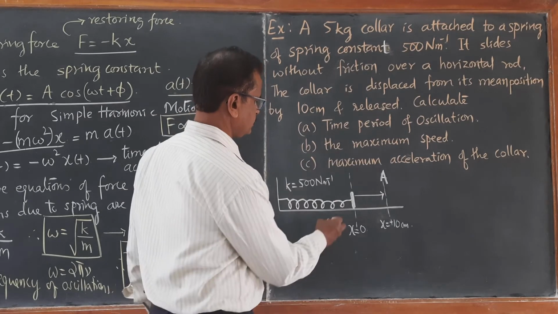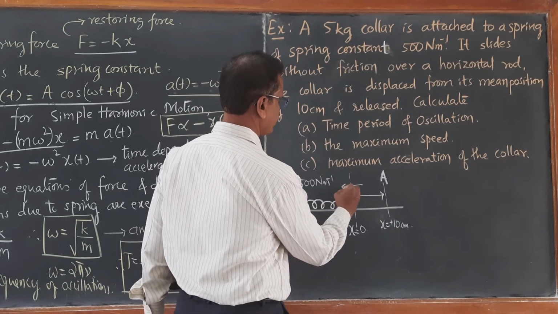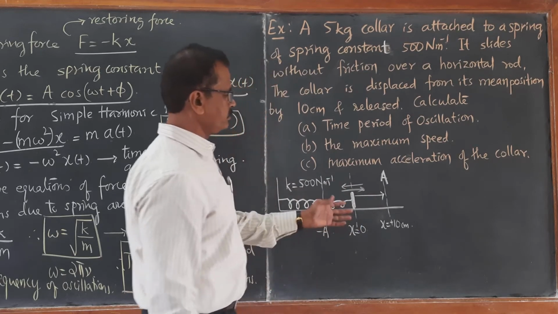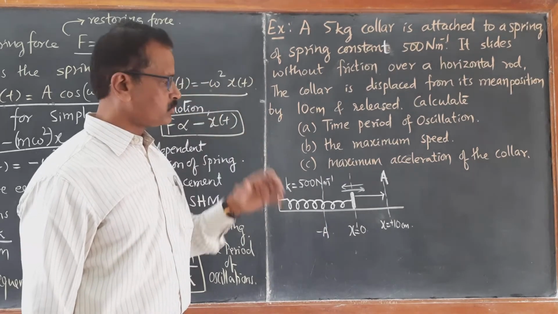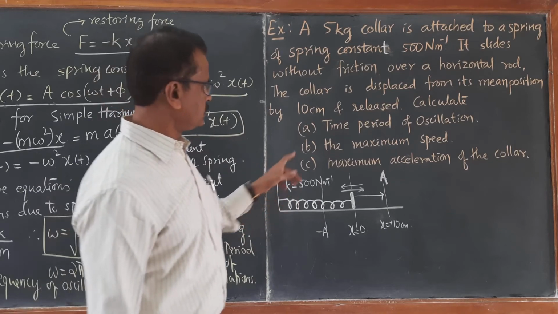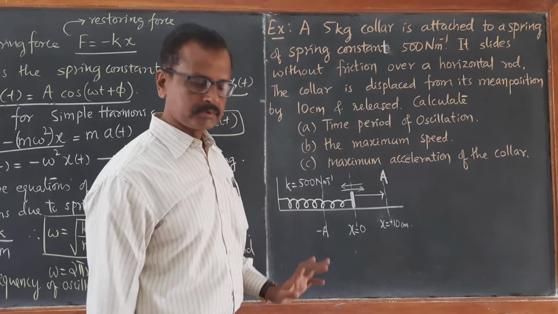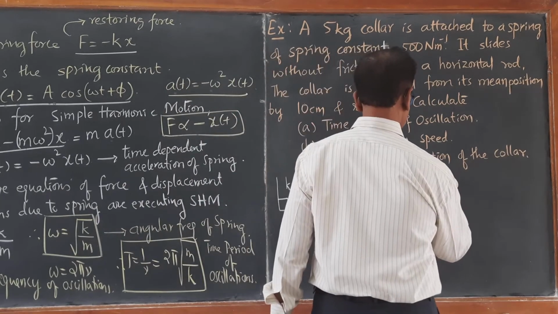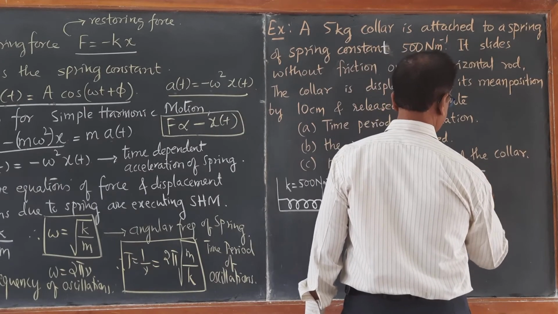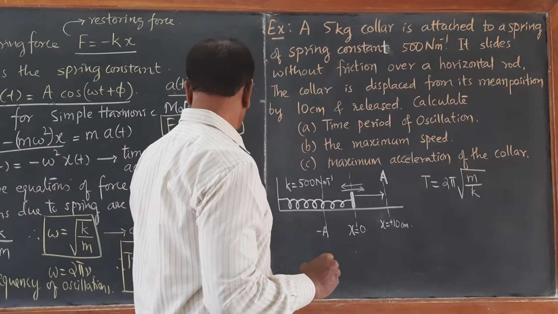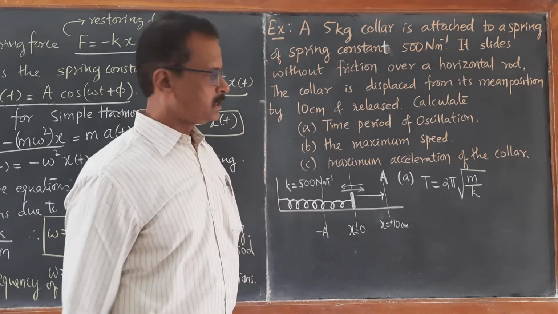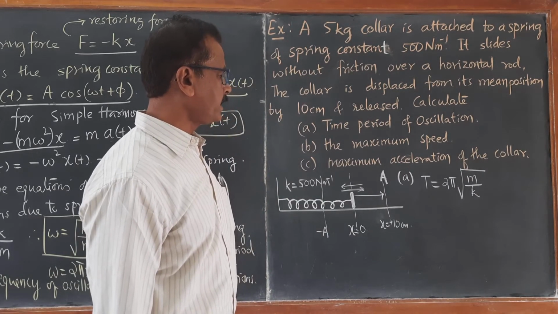When it is released, it oscillates to and fro about the mean position between plus a and minus a. And we know these oscillations are simple harmonic in nature. What is the time period of oscillation? Simple. We have just now proved that T equals 2 pi square root of m by k. This is question A. Just substitute the values of m and k.